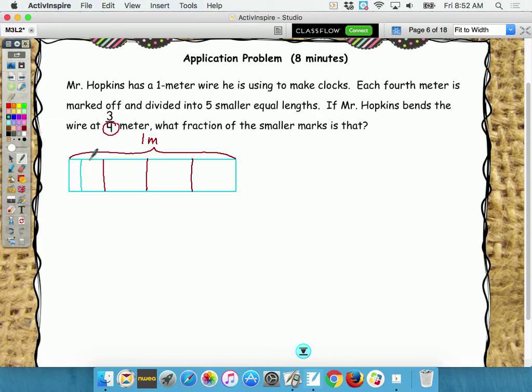Is marked off and divided into 5 smaller units. So inside of each 1/4 meter, we have 5 equal parts. If Mr. Hopkins bends the wire at 3/4 meter, what fraction of the smaller marks is that? Okay, let's see. So there's 3/4 meter.